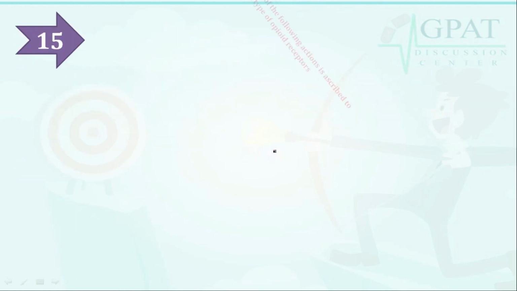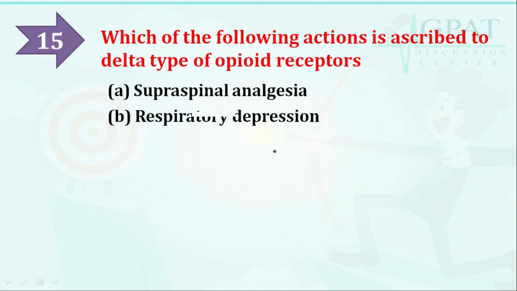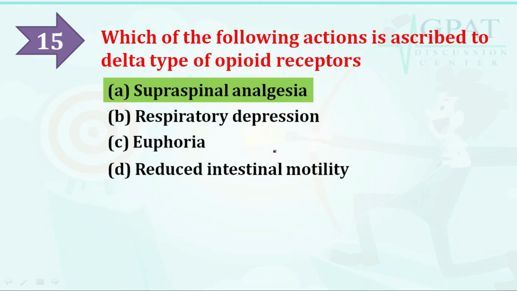So the next and last question of this video, which of the following actions is ascribed to delta type of opioid receptor? Option A is supraspinal analgesia, option B is respiratory depression, option C is euphoria, and option D is reduced intestinal motility. So which of the following actions is ascribed to delta type of opioid receptor? So the correct answer is supraspinal analgesia.